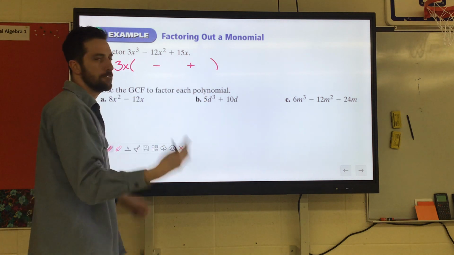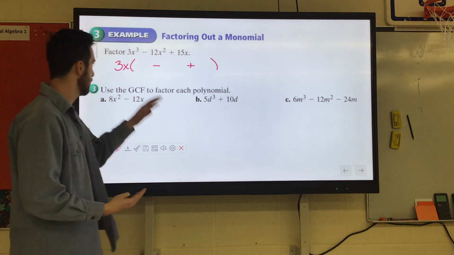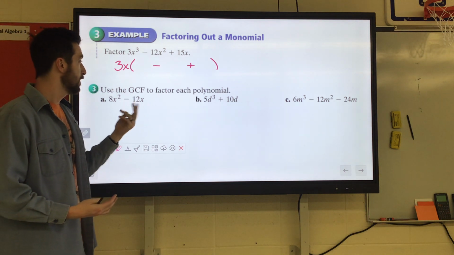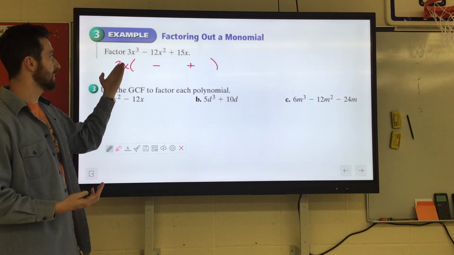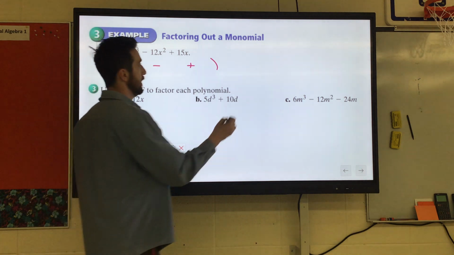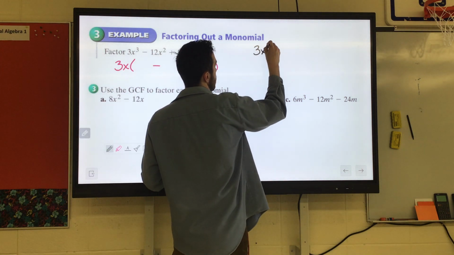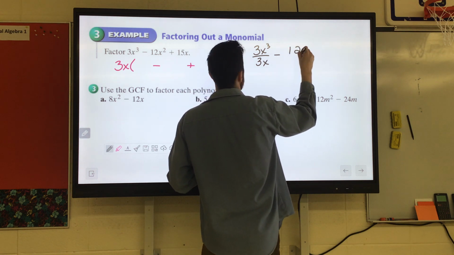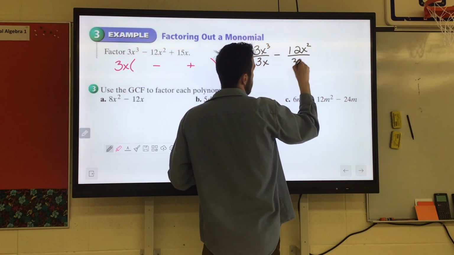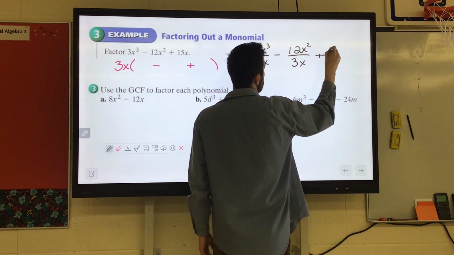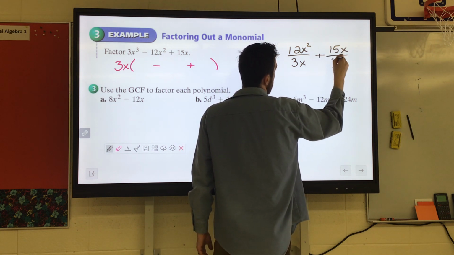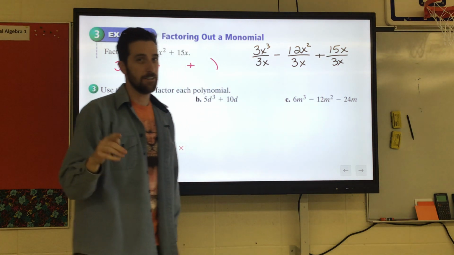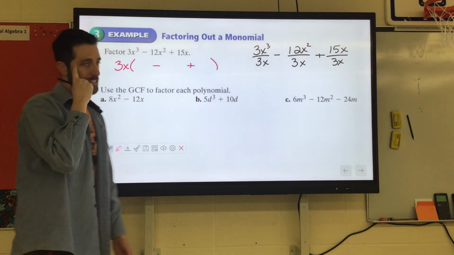Now it's essentially a fill-in-the-blank problem. We're saying 3x times something gives me 3x to the third. Or, what we're also doing is technically dividing each of these terms by 3x. So we're doing 3x to the third divided by the 3x that we factored out, minus 12x to the second divided by 3x, plus 15x divided by 3x. You can do that each time. I don't think it's necessary. I'd like you to start thinking about it like this.